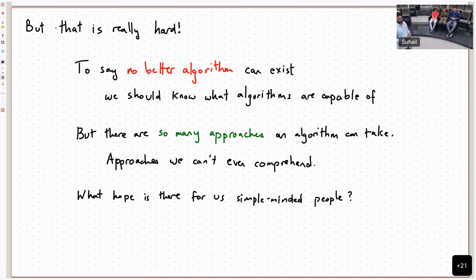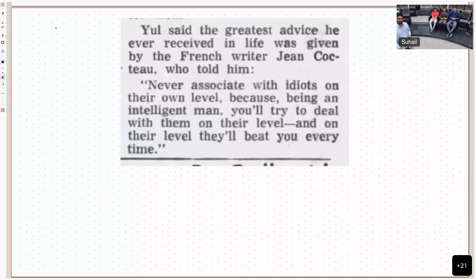And to answer this question, what hope is there for us simple-minded people, there is a very nice quote. And the quote goes like this: never associate with idiots on their own level. Because being an intelligent man, you'll try to deal with them on their level, and on their level, they'll beat you every time. Now, obviously, this quote is not a formal statement. First of all, what does an idiot mean? So let's just formalize this a bit.